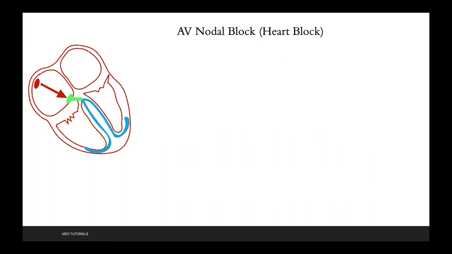Now we come to AV nodal block, or what we popularly call heart block, because AV nodal block is clinically more significant than what we had seen earlier, the SA nodal exit block. Usually the term which we call as heart blocks in practice refer to AV nodal blocks. Now AV nodal blocks is blockage of atrial impulses at the level of AV node. So the sinus impulses might come right up to the AV node, but then it experiences different levels of block.